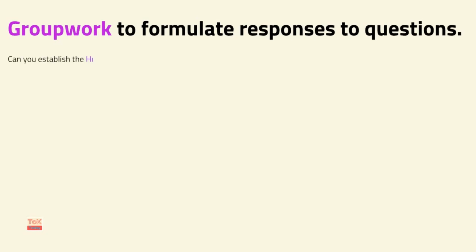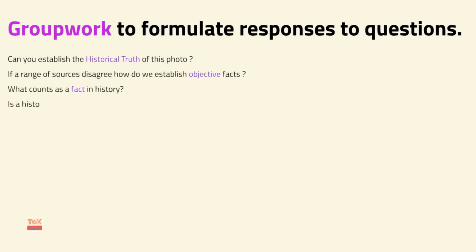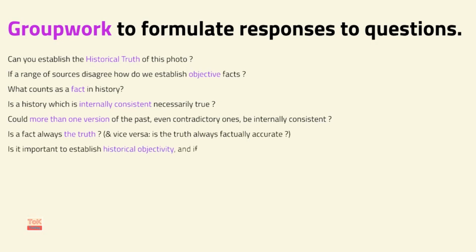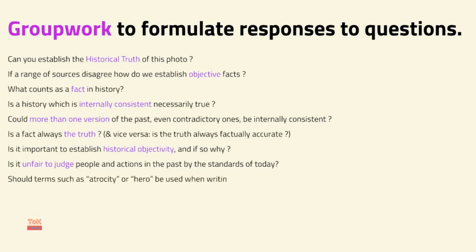Just quickly running through the questions, they are: can you establish historical truth of the photo? If a range of sources disagree, how do we establish facts? What counts as a fact in history? Is a history which is internally consistent necessarily true? Could more than one version of the past, even contradictory ones, be internally consistent? Is a fact always a truth? Is it important to establish historical objectivity, and if so, why? Is it unfair to judge people and actions in the past by the standards of today? We'll come back to that question in the second lesson in this series, because that's a super interesting question. Should value-laden terms such as atrocity or hero be used when writing about history, or should value judgments be avoided?